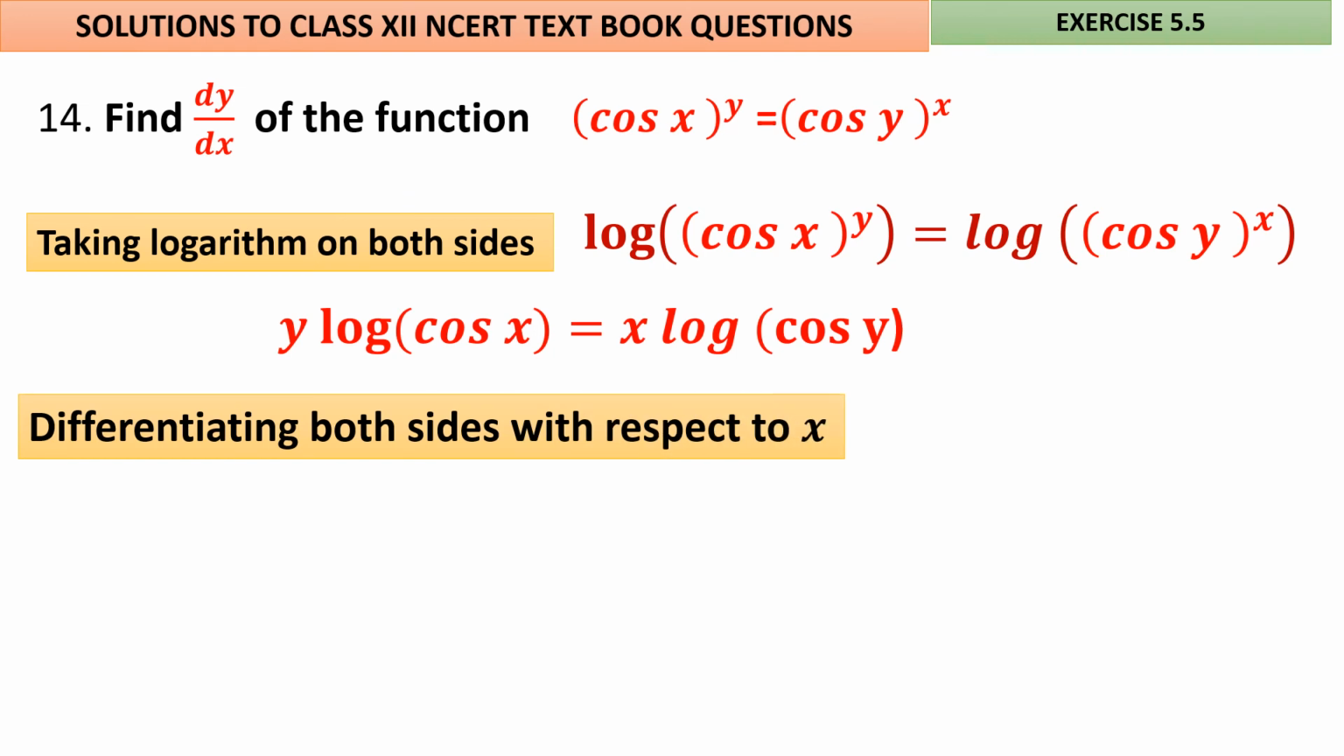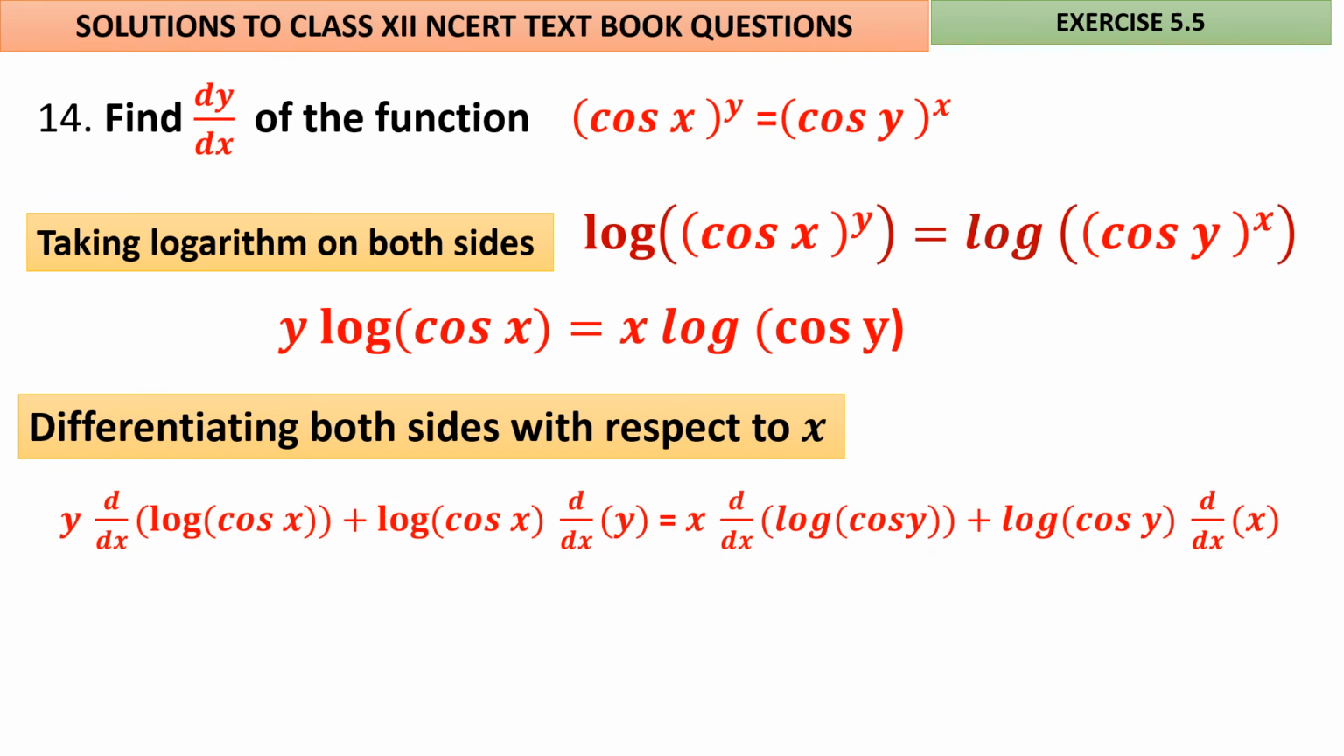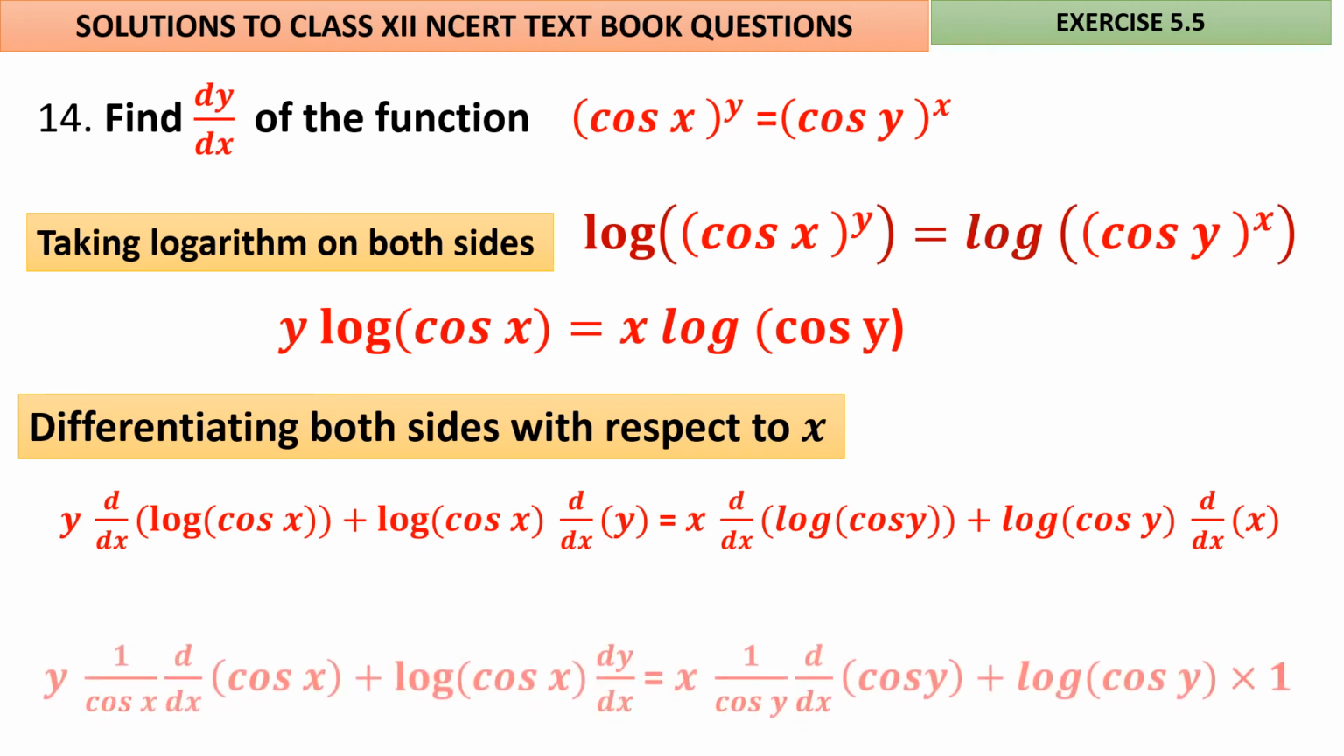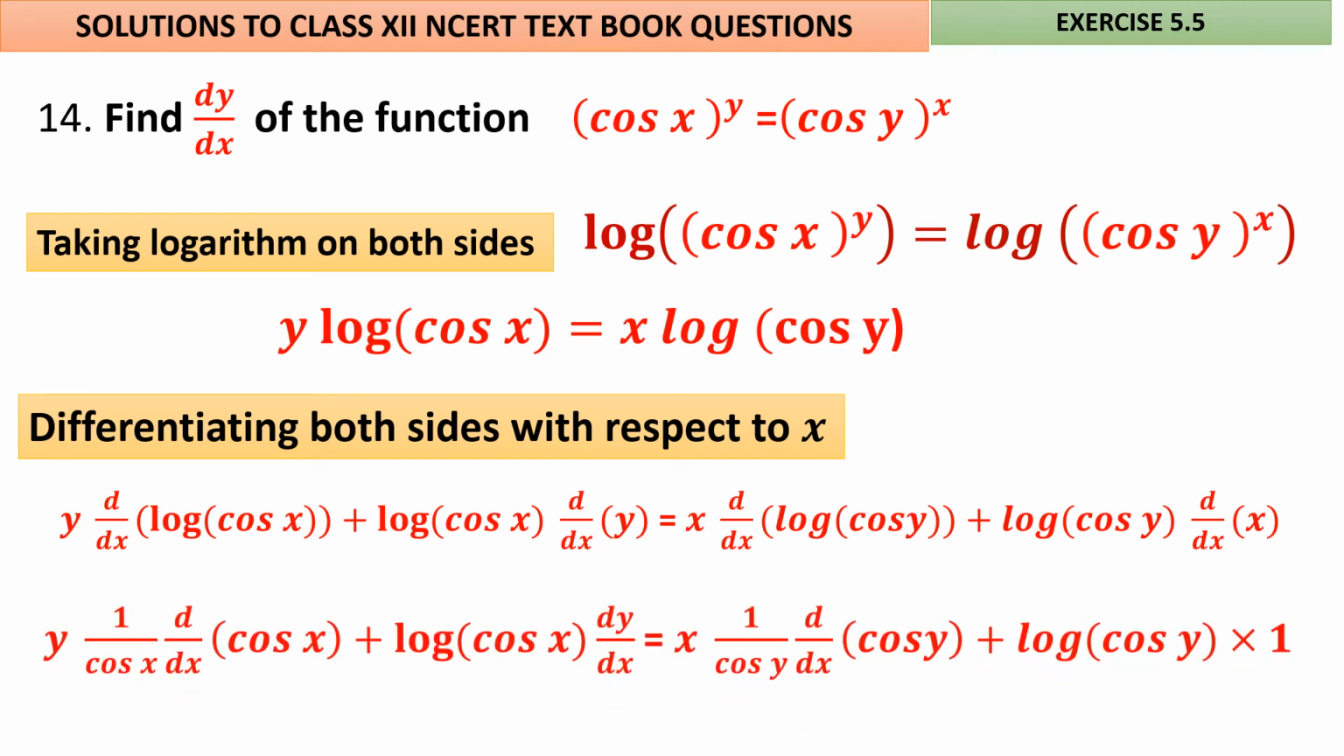Let us try to differentiate directly. Left hand side and right hand side, you have to make use of product rule. Keep y, differentiate log cos x, plus keep log cos x, differentiate y. Right hand side, x d by dx of the second function log cos y, plus log cos y into differentiation of x. What is the differentiation of log cos x? It is 1 by cos x into differentiation of cos x. The differentiation of y is dy by dx. Come back to the right hand side. What is the differentiation of log cos y? It is 1 by cos y into d by dx of cos y, plus log cos y into differentiation of x is 1.